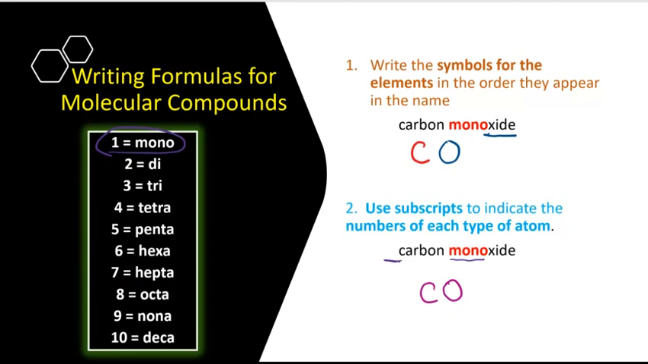Remember, we don't write 1 in the formulas. 1 is invisible. CO just tells us that there's 1 C and there's 1 O. There's 1 carbon present and there's 1 oxygen present. We do not need to write the 1. So the formula for carbon monoxide is CO.